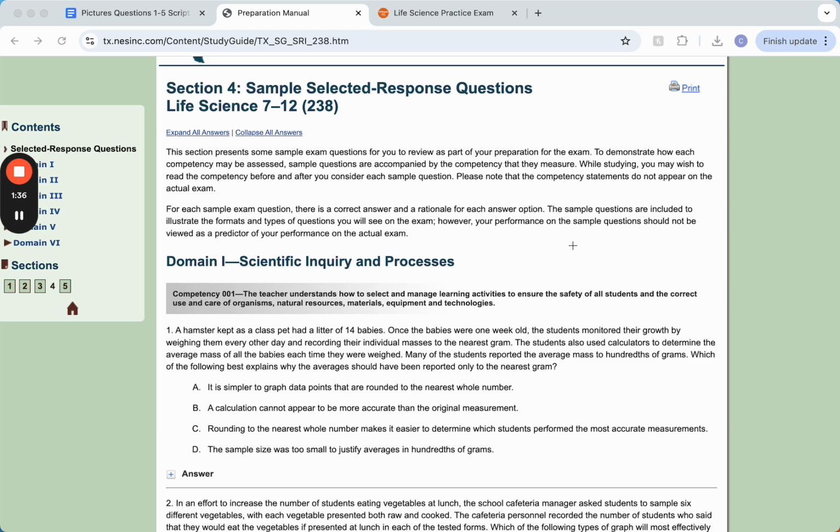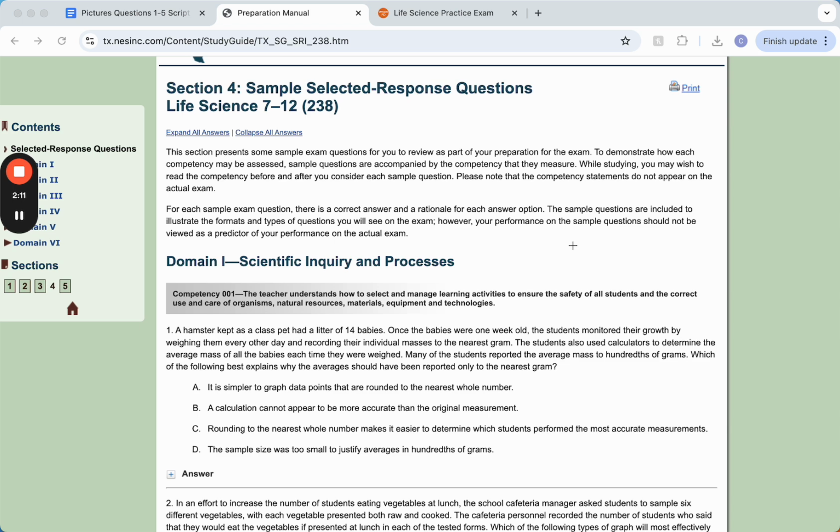So A is not correct. A says it is simpler to graph data points that are rounded to the nearest whole number. While it may seem easier to our eyes, it is just as easy to create a graph with whatever units you want. So it really doesn't make sense that that would make a difference. For the most part, words like simpler and easier in a question are not going to be correct. We are not looking for the simplest answer, but we're looking for the correct answer. So B here is the actual correct answer, so we're going to skip that and come back to that one.